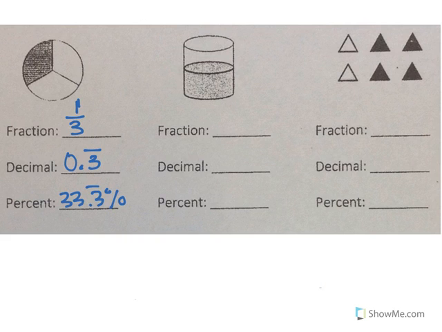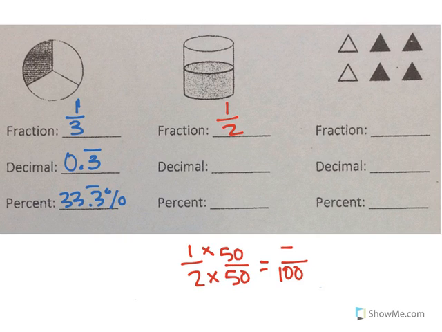So I'm looking at this cylinder here in the center, and it looks like it's about half full to me. So half of the cylinder is filled. Well, as a decimal, I can write this. Basically, let's find an equivalent fraction with a denominator of 100. 2 times 50 equals 100. Whatever I do to the denominator, I have to do to the numerator. 1 times 50 equals 50.